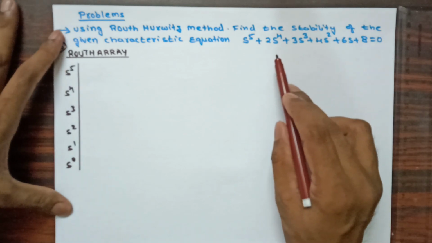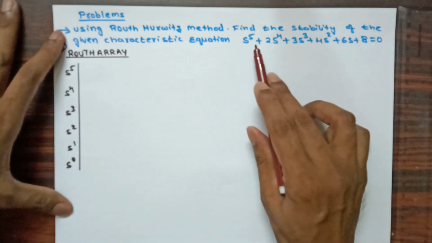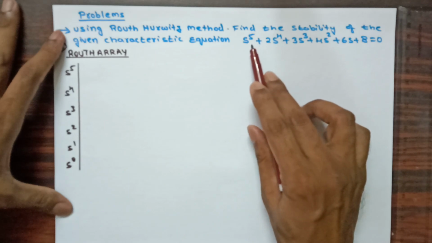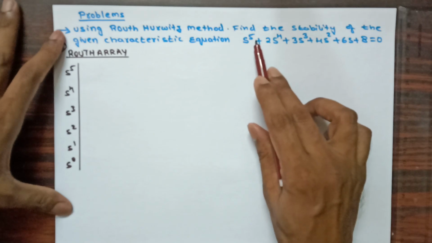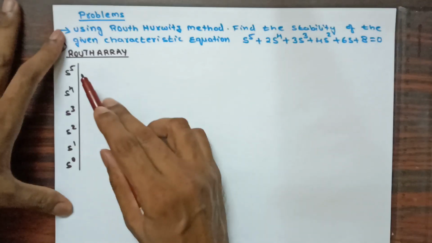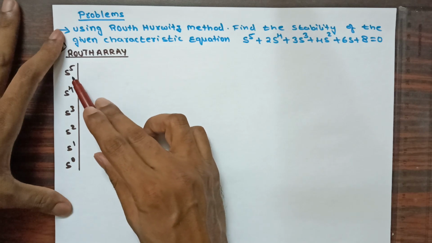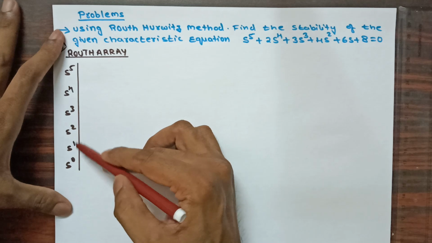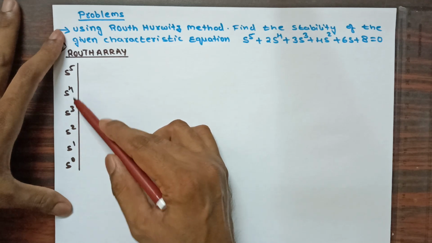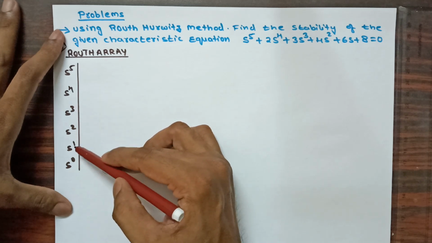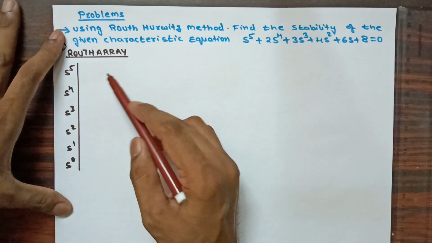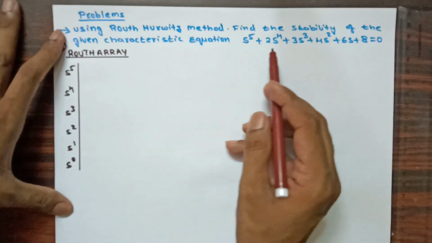We know the procedure. To form the array, first I need to consider the highest power of s from the characteristic equation, and you can see the highest power in the characteristic equation is s to the power 5. I have considered that s to the power 5 here, and then I have taken the other powers of s in decrementing order, that is s to the power 4, s to the power 3, s to the power 2, s to the power 1 and s to the power 0. Now to form the rows, we need to know the coefficient values.